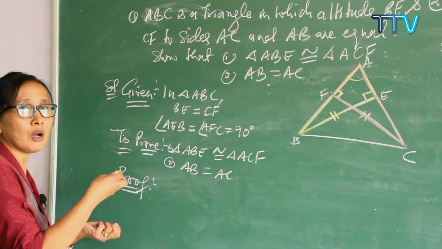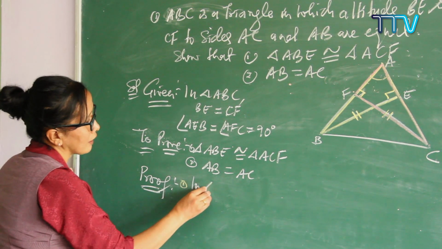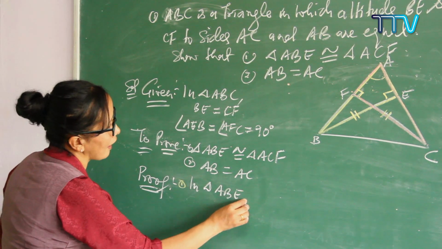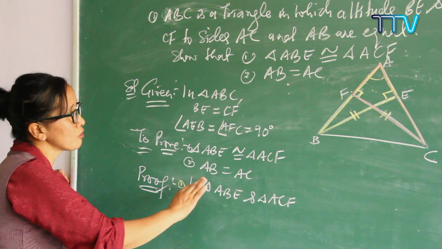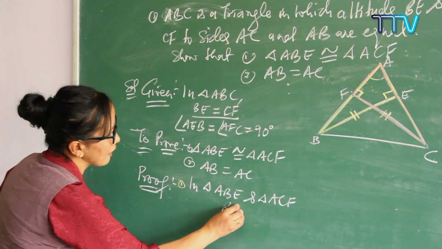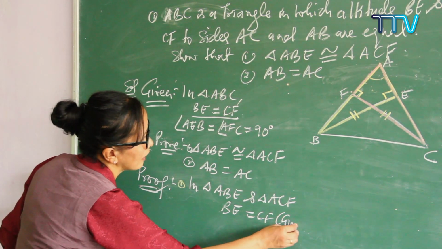So let me write, and how do we present? First of all, see here. In triangle ABE and triangle ACF, which parts are equal? First of all, what else is given? You have to write that first. BE is equal to CF, that is given in the question.